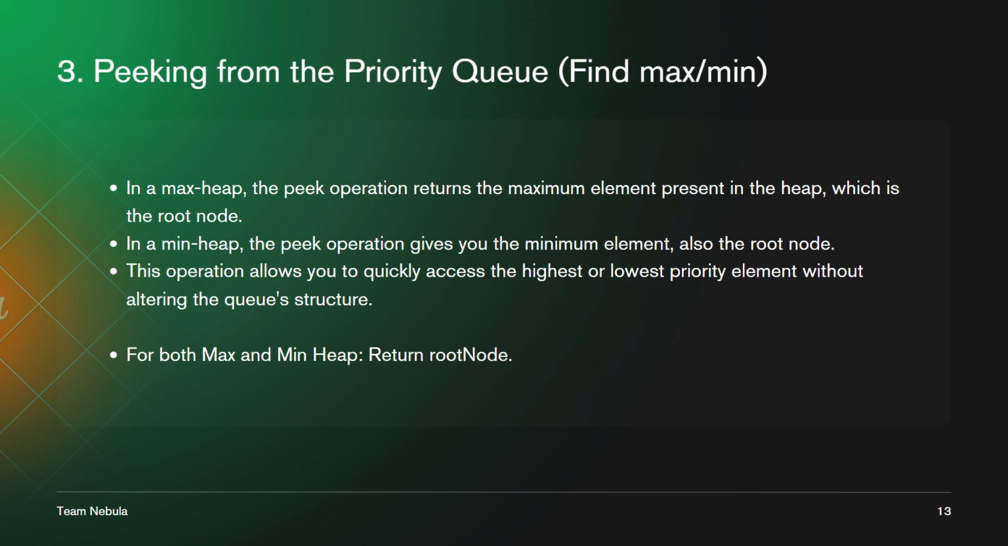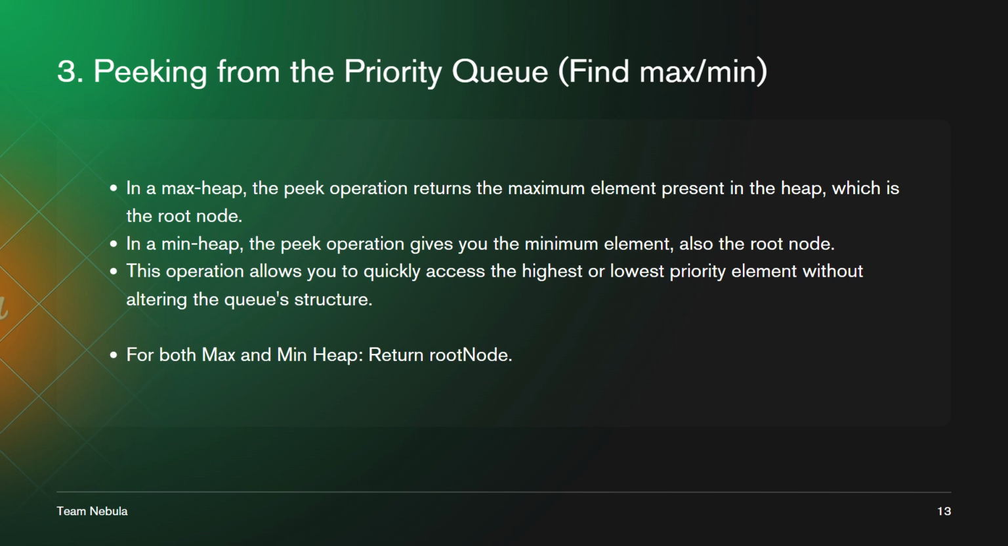Now, let's talk about the peek operation, which allows us to take a look at the topmost element of a priority queue without actually removing that element. So this is helpful when you want to know the maximum or minimum value without altering the order of the queue. So here is how the peek operation works.